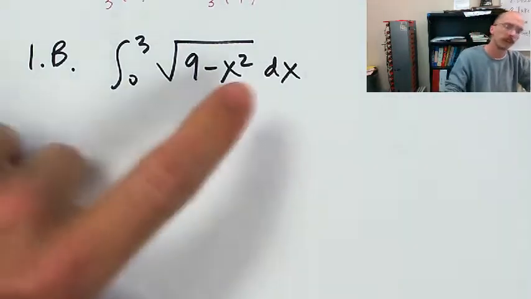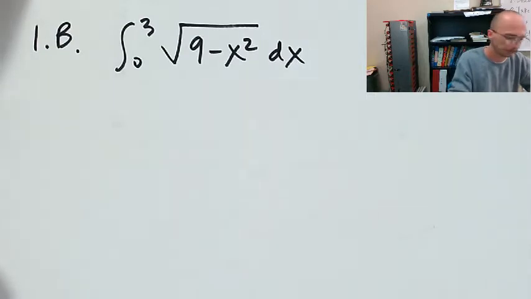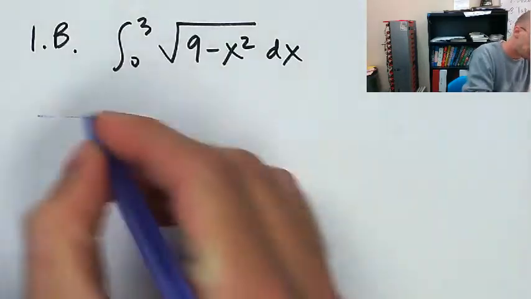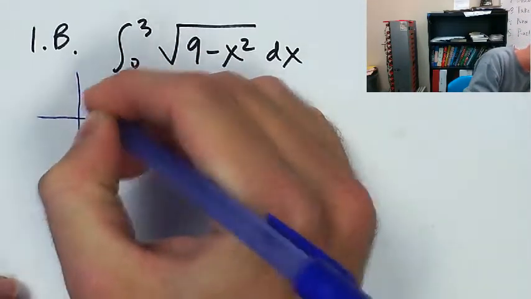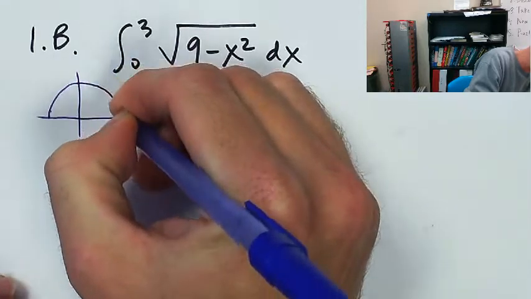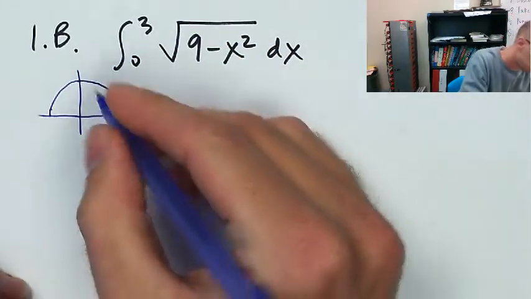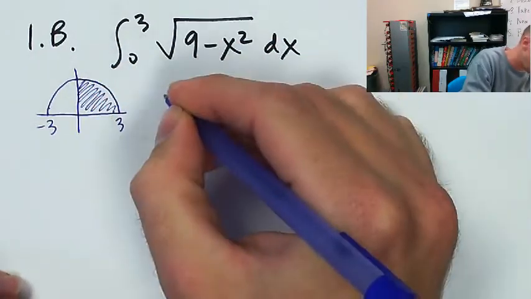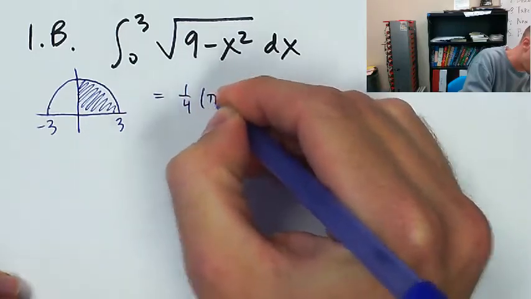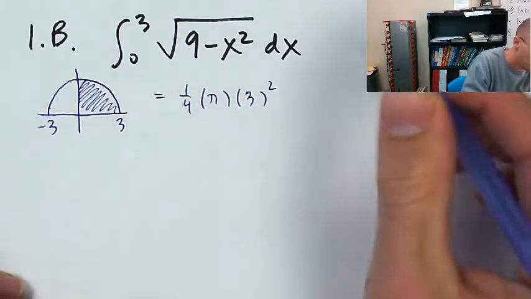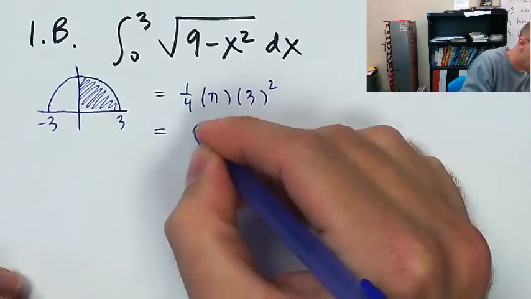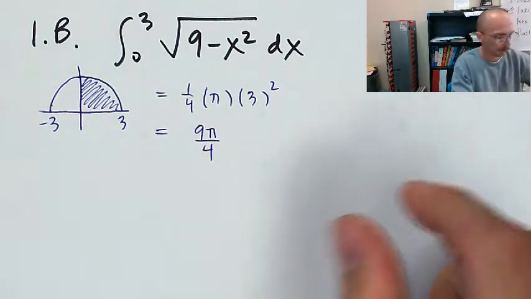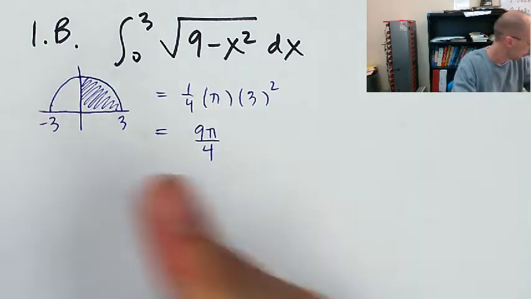What we do instead is we say, wait a second, this is the equation of the top half of a circle. So I'm going to draw that circle. Right, that's the square root of 9 minus x squared. And if we're integrating from 0 to 3, that's going to be 1/4 of a circle. So that is going to equal 1/4 of pi times radius squared. We need to know that. That's 9 pi divided by 4. Okay. Then I'm going to move on.